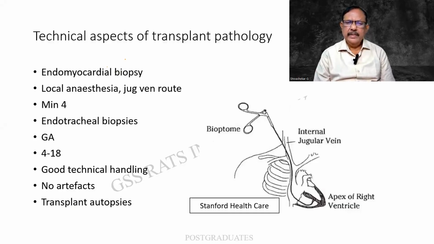There are technical aspects in the transplant. See here, you find that there is an endoscopic tube. It reaches the site that it is intended to be for an endomyocardial biopsy. As I told you in the previous one, a minimum of 4 is required. Endotracheal biopsies are for the lung. It can be under general anesthesia. For the lung, 4 to 18 biopsies are permitted. Obviously, very good technical handling should be there, no artifacts to worry the pathologist, and transplant autopsies should be ready as a backup.